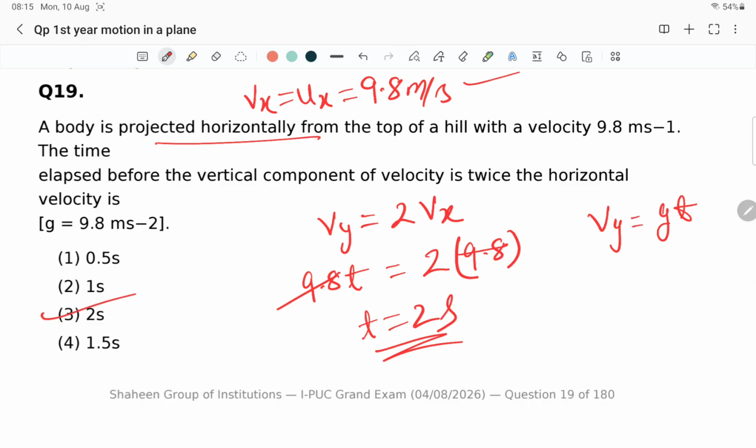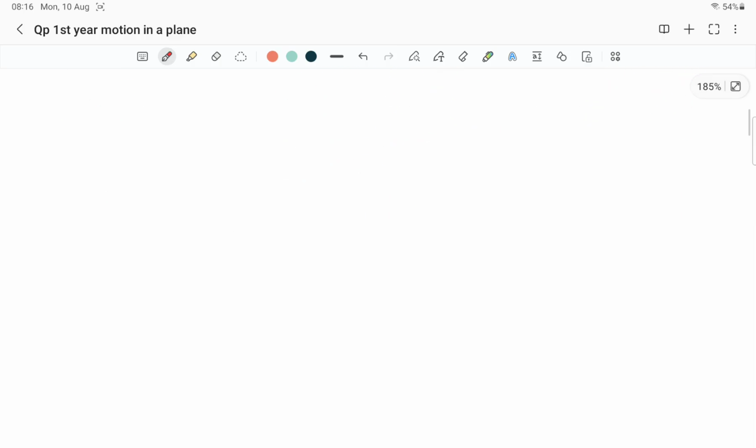So this is a straightforward question. What did you understand here? I'll repeat. As soon as he told a body is projected horizontally from the top of a hill, as soon as he says horizontally, vx and ux will remain the same, 9.8 what he has given. Time elapsed before the vertical component of velocity is twice the horizontal velocity. Vy is equal to 2vx. Vy from the formula v equals u plus at, you get vy is equal to gt because uy is 0. This is how you solve this particular question. Okay, let's move on to the next one.